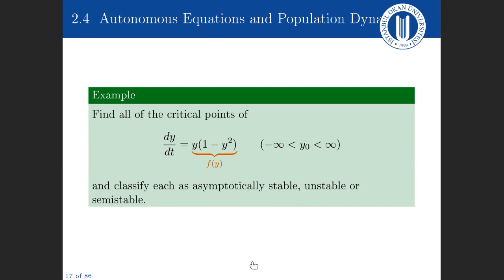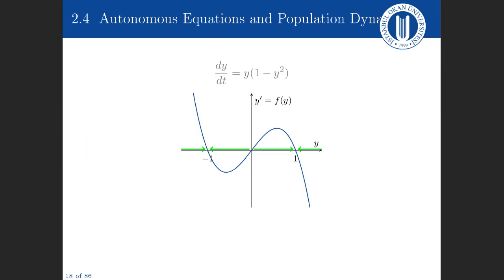The first thing we do is we plot the graph of f of y against y. Here, f of y is the function y times 1 minus y squared. And that looks like this. y on the horizontal axis, y prime, or f of y, on the vertical axis. And then we draw our green arrows. When the function is positive, we draw an arrow to the right. When the function is negative, we draw an arrow pointing to the left.